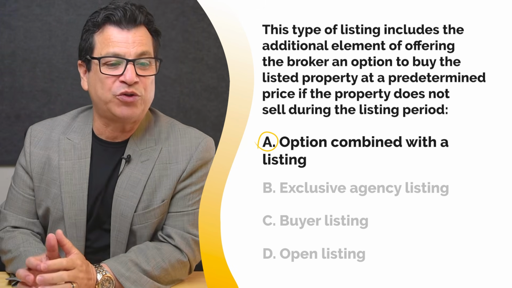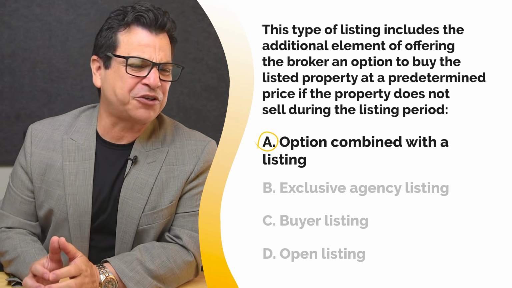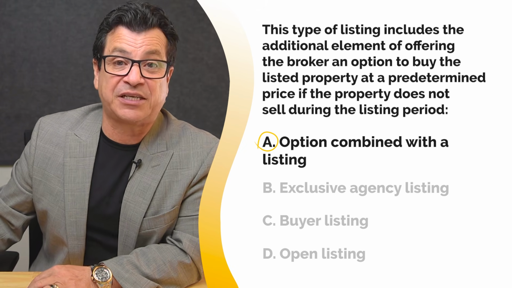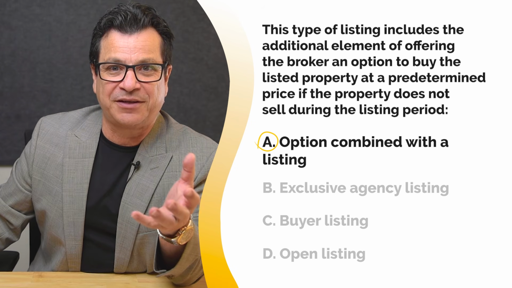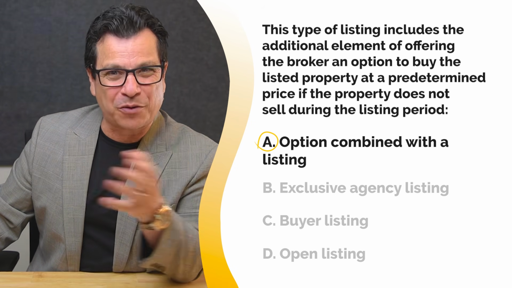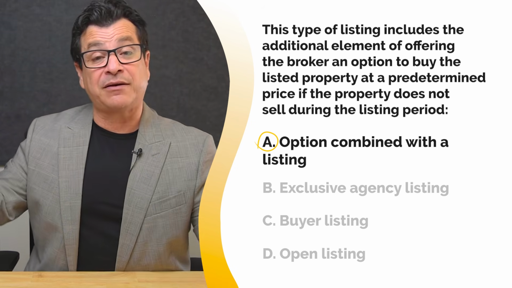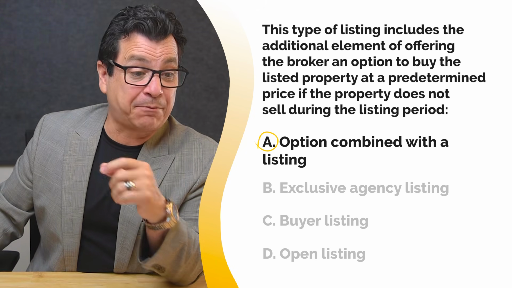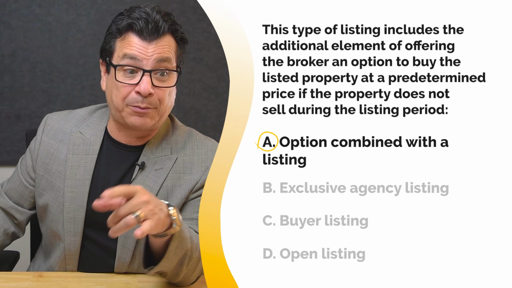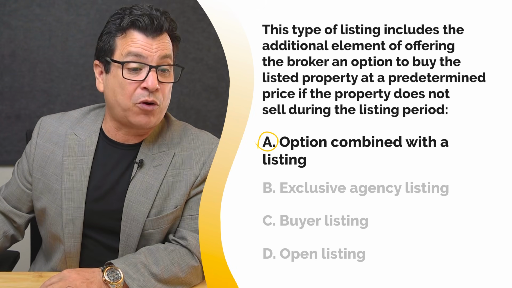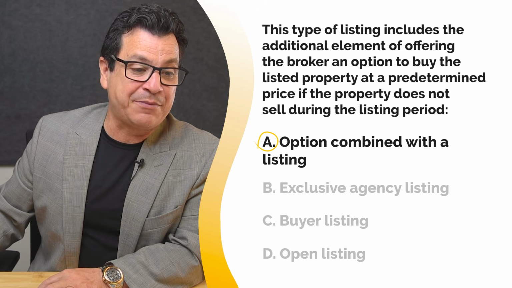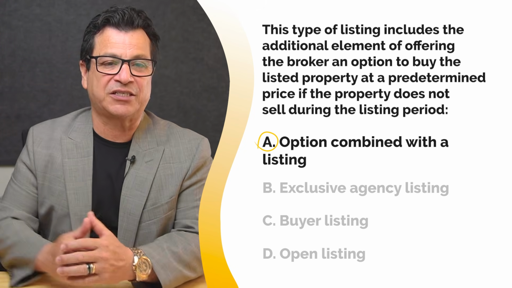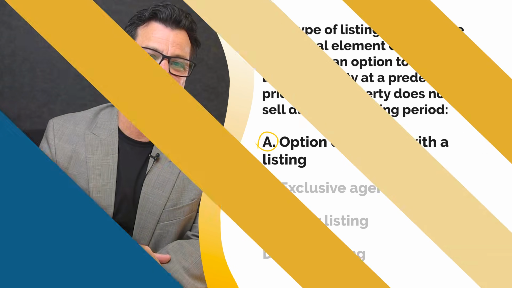Explanation: an option listing includes a grant to the broker of an option to buy the property at a predetermined price if the property does not sell during the listing period. It gives them the opportunity to buy the property. It's the listing agent or the broker saying, you know what, if it doesn't sell, I'll buy it at this price though. This effectively makes the agent both an agent for the seller as well as a buyer. Under the law, however, a listing broker who has an option listing is prohibited from profiting at the expense of the owner. There you have it. It's an option combined with the listing.